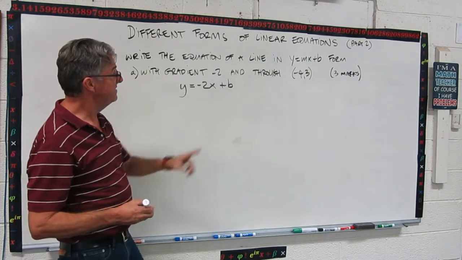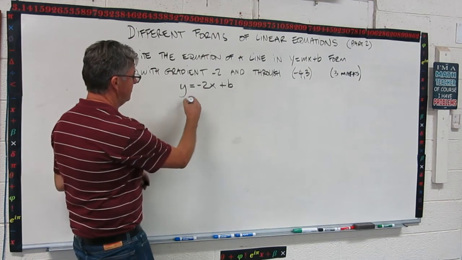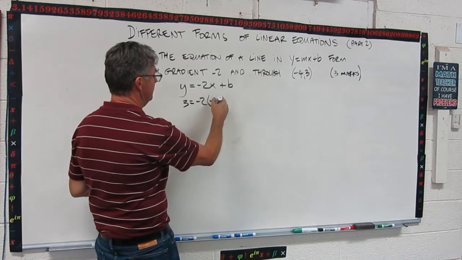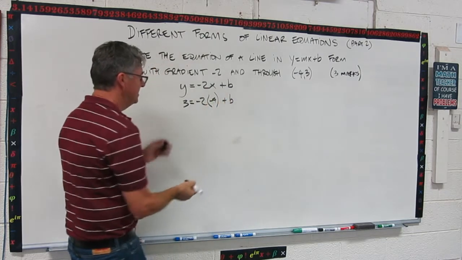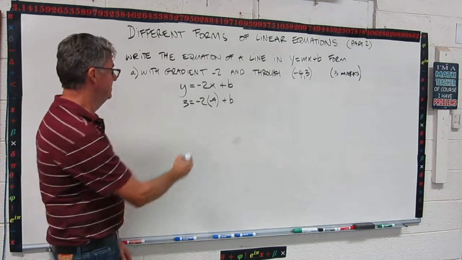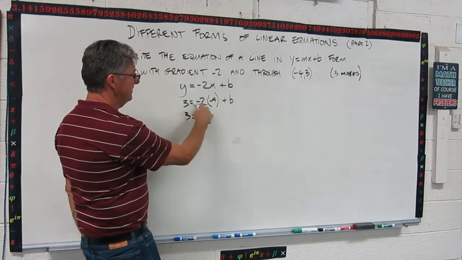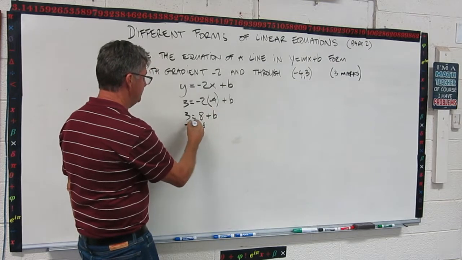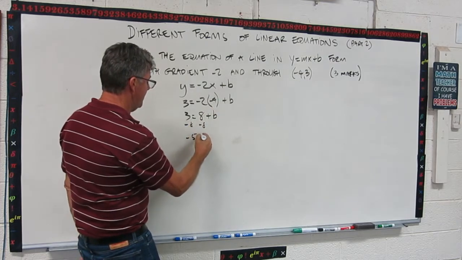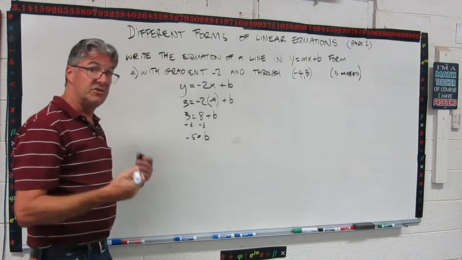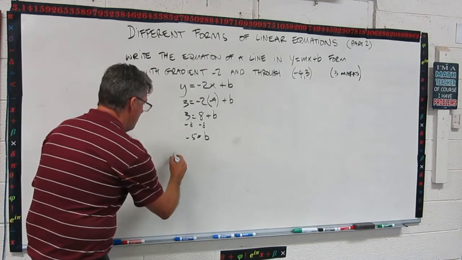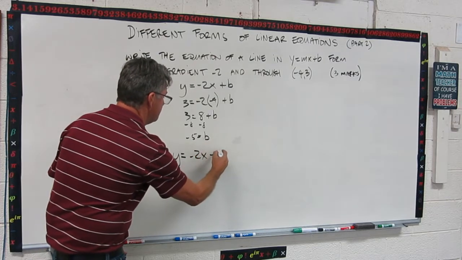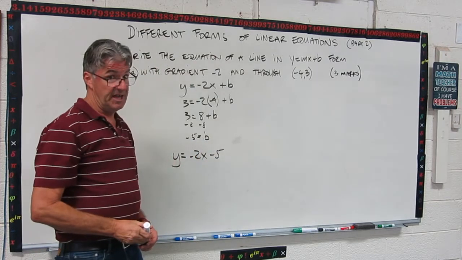So let's do that. The y-coordinate is 3, so 3 equals -2 times the x-coordinate, which is -4, plus b. Now we can work this and solve for b. 3 equals, -2 times -4 is 8, plus b. Subtract 8 from both sides, and we get -5 equals b. So my equation would be y equals, what's my slope? -2x minus 5. There's my line equation.